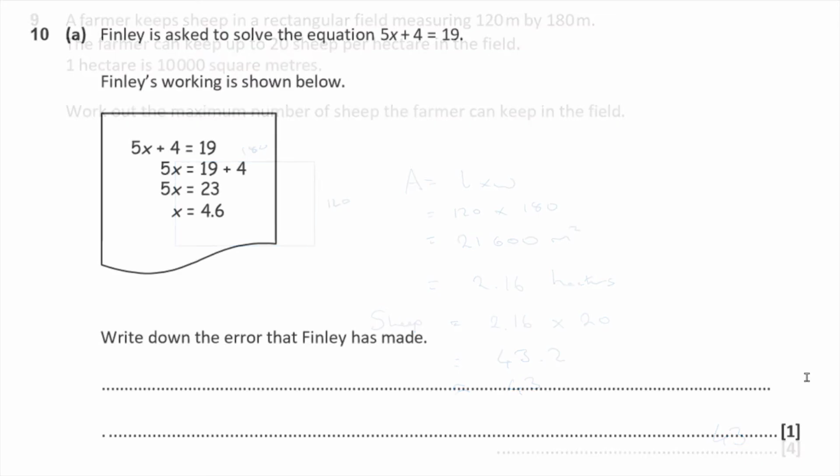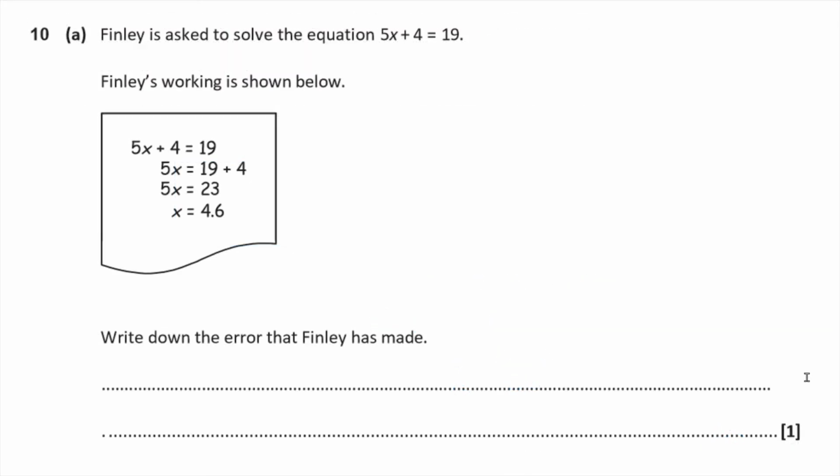Okay. Question 10a. Finley is asked to solve the equation 5x plus 4 is equal to 19. Finley's working is shown below. So he's adding 4 to both sides and getting 5x is equal to 23, and then dividing through by 5 and getting x is equal to 4.6. Write down the error that Finley has made.